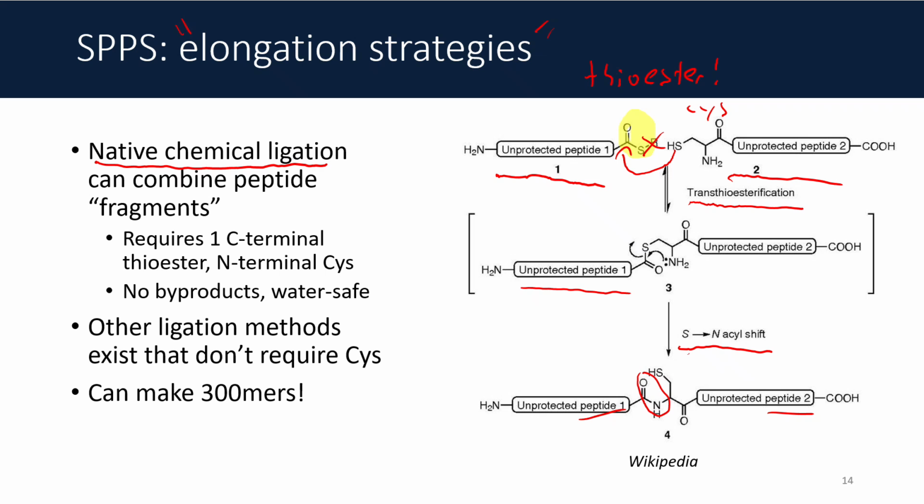This is very easy. It's a water-safe reaction. It's efficient. The only downside is that if your primary sequence doesn't have a cysteine in it, you really can't do it. There are other methods out there that don't require cysteine, but they're not as easy. Still, nonetheless, this is such a reliable strategy that some people have been able to make proteins that are 300 amino acids long, which is really impressive.